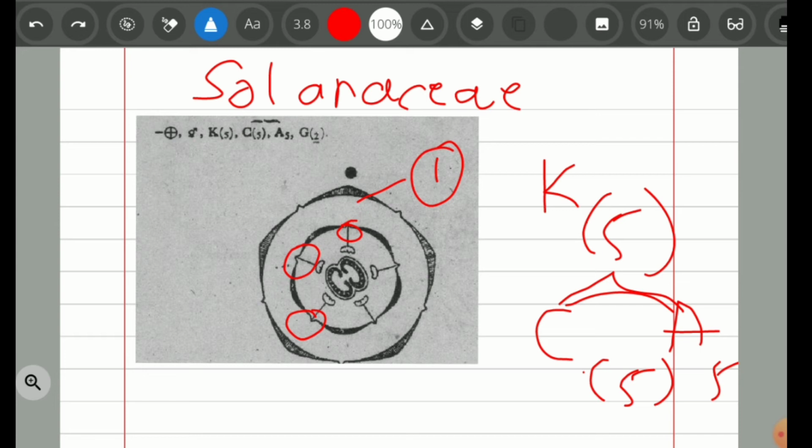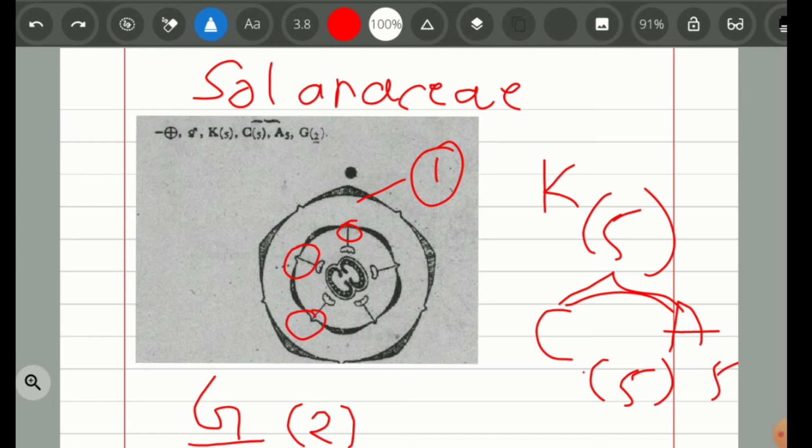Then coming to the gynoecium, that stands for G. You need to underline the G, which means the ovary is superior. Then we have two carpels over here, so we need to write 2, and they both are fused, so it should be in brackets. So this is the floral formula for family Solanaceae.